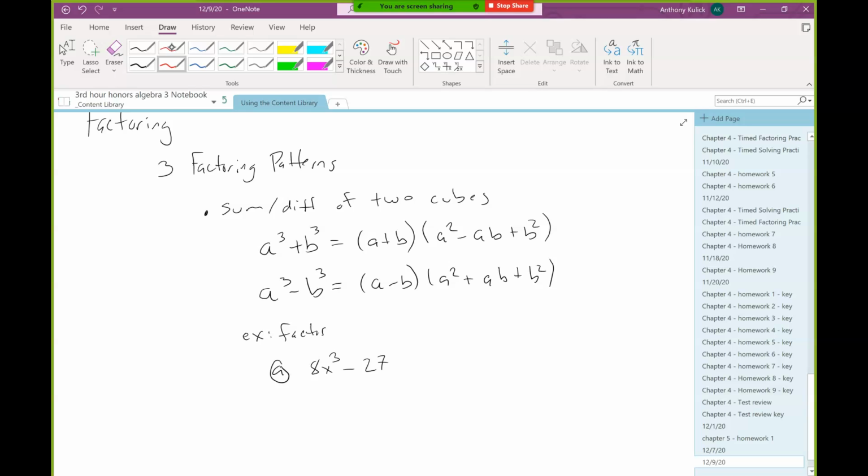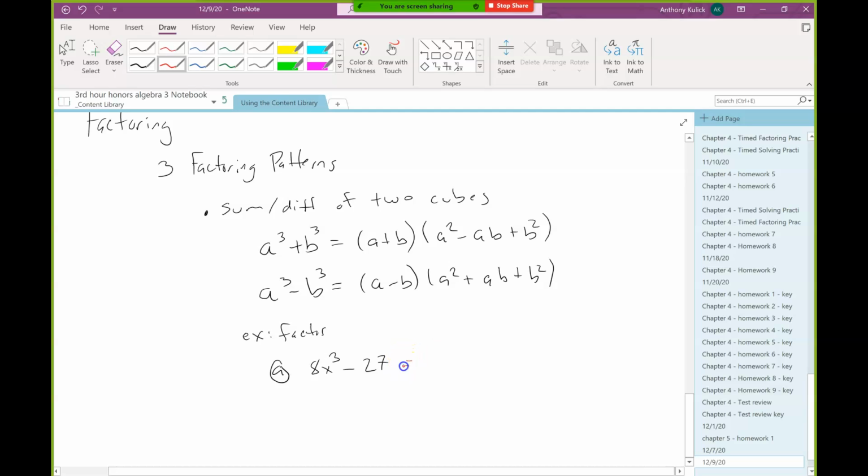So we'll do a couple of examples and get comfortable using these two factoring patterns. I have, as an example, 8x cubed minus 27. When I see this initially, I notice that I have two terms, and I have only one term with an x on it, and it's an x to the third. So it's a good candidate for using this difference of two cubes.